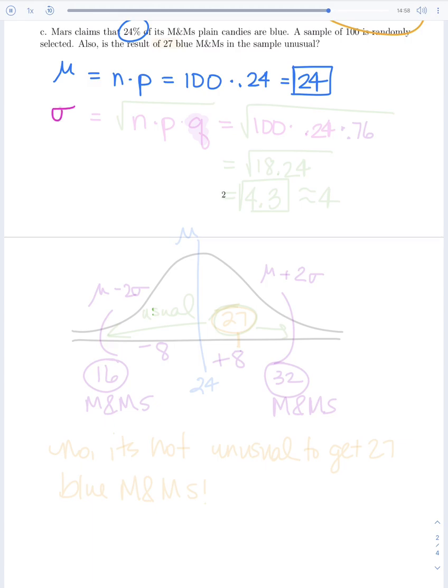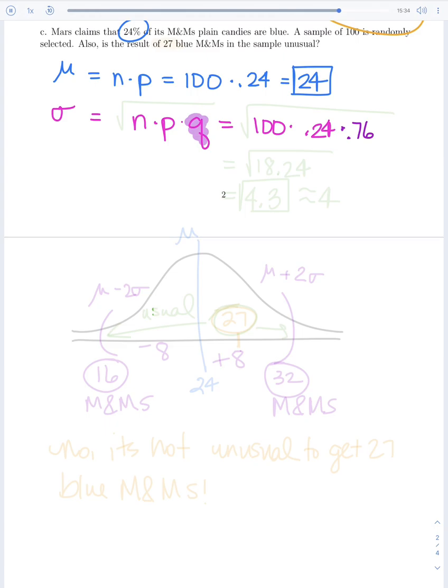Now let's find our standard deviation. We start out with n times p times q. Well, n we said was 100, p is 0.24. The question is, what's q? Well, remember we talked about q is everything that is not blue. If blue is 0.24, everybody else is the rest of the 100%, which would be, let's see, 76. So q is 0.76.